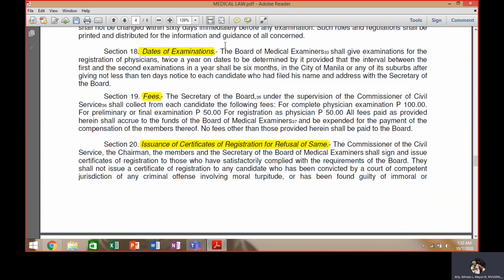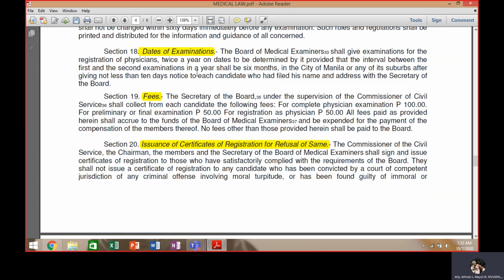Section 18, dates of examinations. The Board of Medical Examiners shall give examinations for the registration of physicians twice a year on dates to be determined by it, provided that the interval between the first and the second examination in a year shall be 6 months. Okay, so there is a 6 months interval of examination. So in a single year, examination is conducted twice.